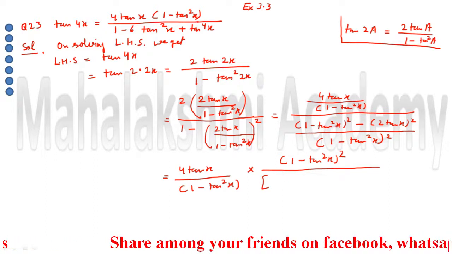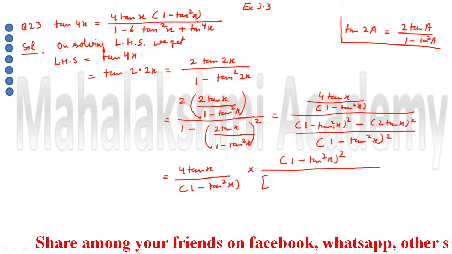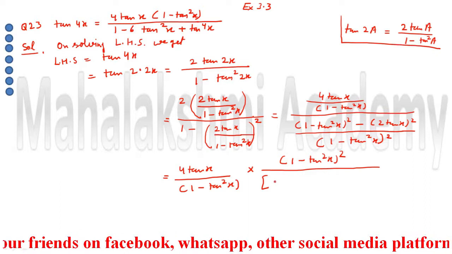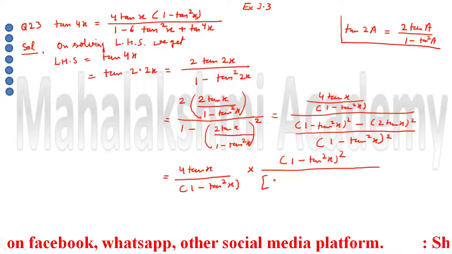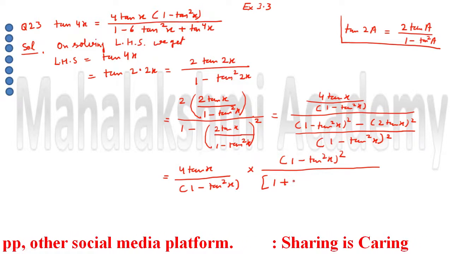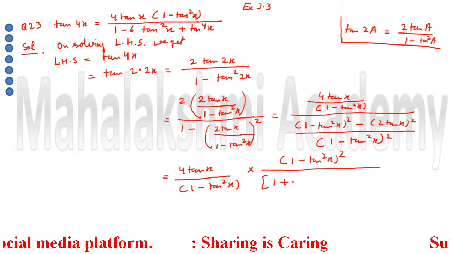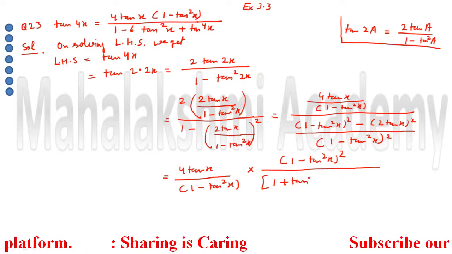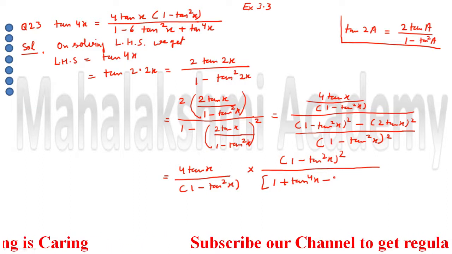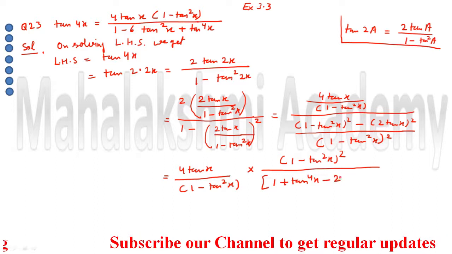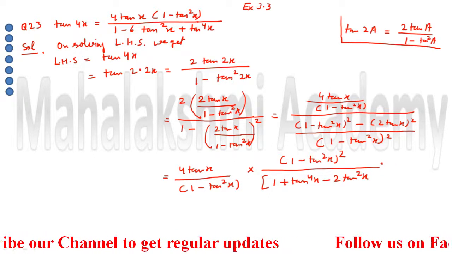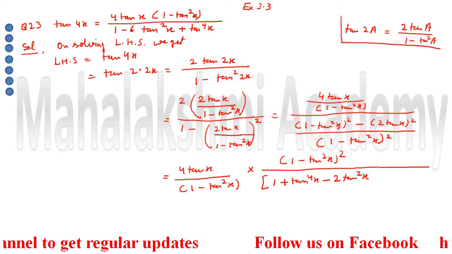And when we open the bracket, we have to use the formula a minus b whole square, that is a square plus b square minus 2ab. While using this formula, we will obtain a square as 1 square, b square as tan square x whole square, that will give you tan to the power 4x, and instead of minus 2ab, when we put the values here, you will get 2 tan square x. So I have opened this bracket here.